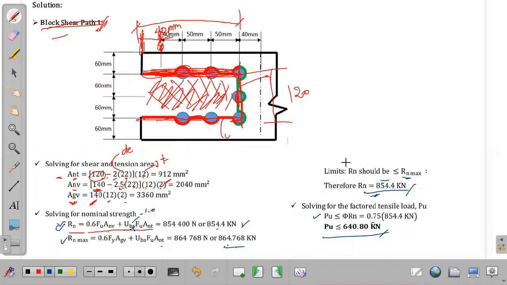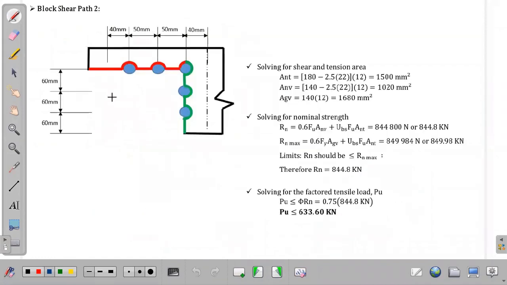So, what if we consider another path? Let's say we have here path 2, ganito. Okay, so kindly check this. 40 hanggang dito yung 40. Okay, hanggang dito yung 40. So ito yung magiging path 2 natin. So ito yung natanggal. Okay? So ito yung magiging shear natin, ito yung magiging tension natin.